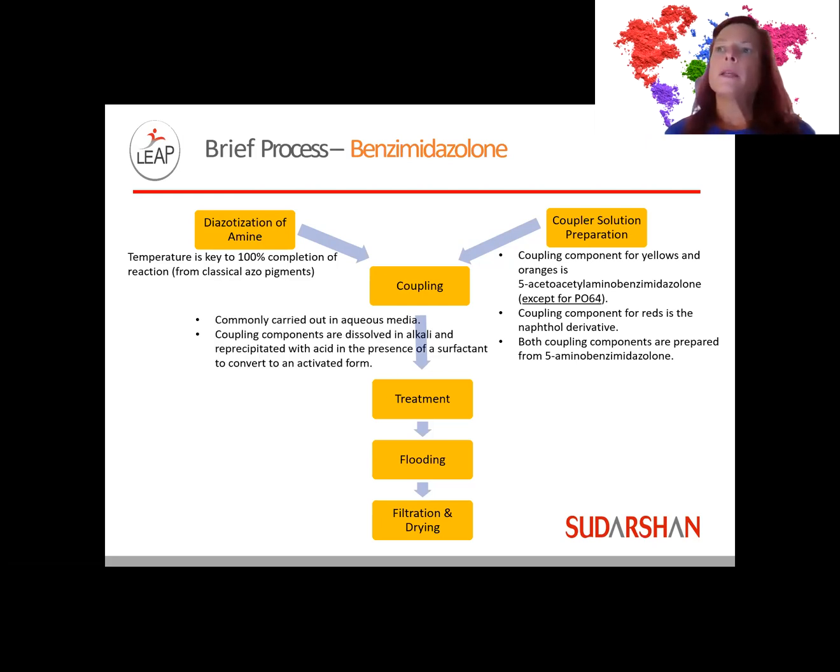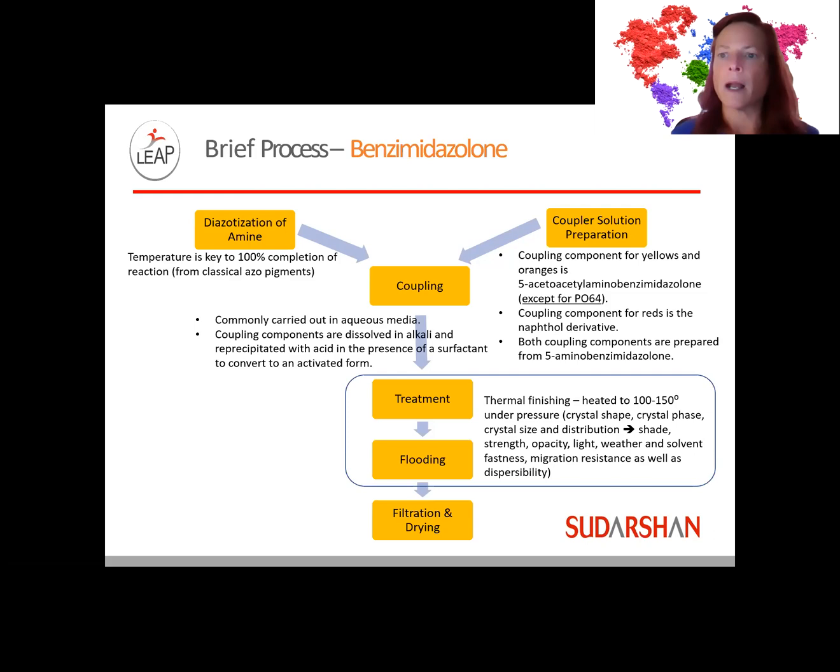The coupling then is carried out in an aqueous medium, and in this particular case, the components are first dissolved in an alkali and then reprecipitated back into an acid in the presence of the surfactant, which creates their activated form. And it's this activated form that gets the finishing treatment to create the final pigment.